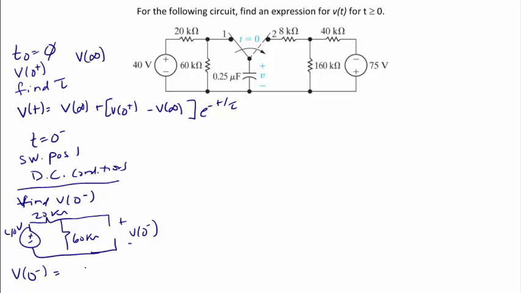V of 0 minus can be found by using the voltage divider. V of 0 minus is the same as the voltage across the 60 kilo ohm resistor. So that's 60 over 80 times 40. So V of 0 minus is equal to 30 volts.